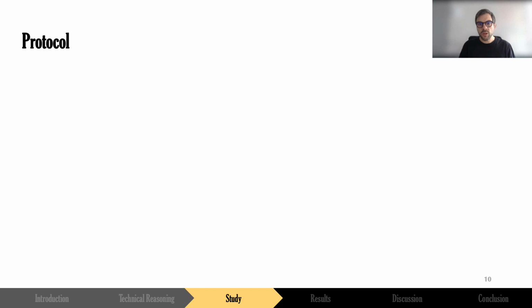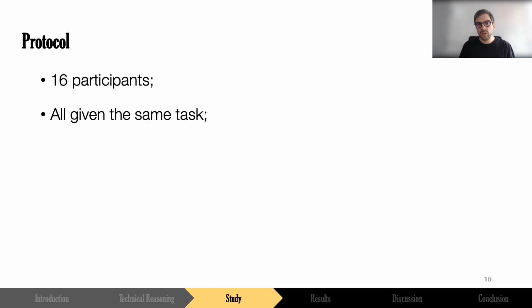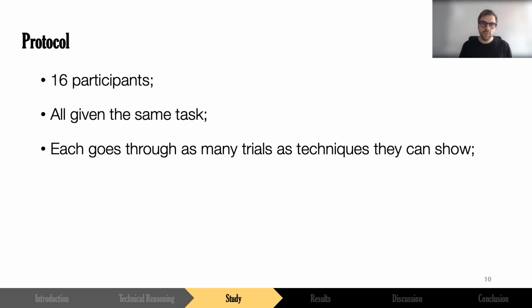The protocol involved 16 participants, and they all were given the same task. But each of them went through as many trials as solutions or different techniques they could show us, which resulted in participants having different numbers of trials. Through all the sessions, they all were asked to think aloud so we could take notes and analyze them later.